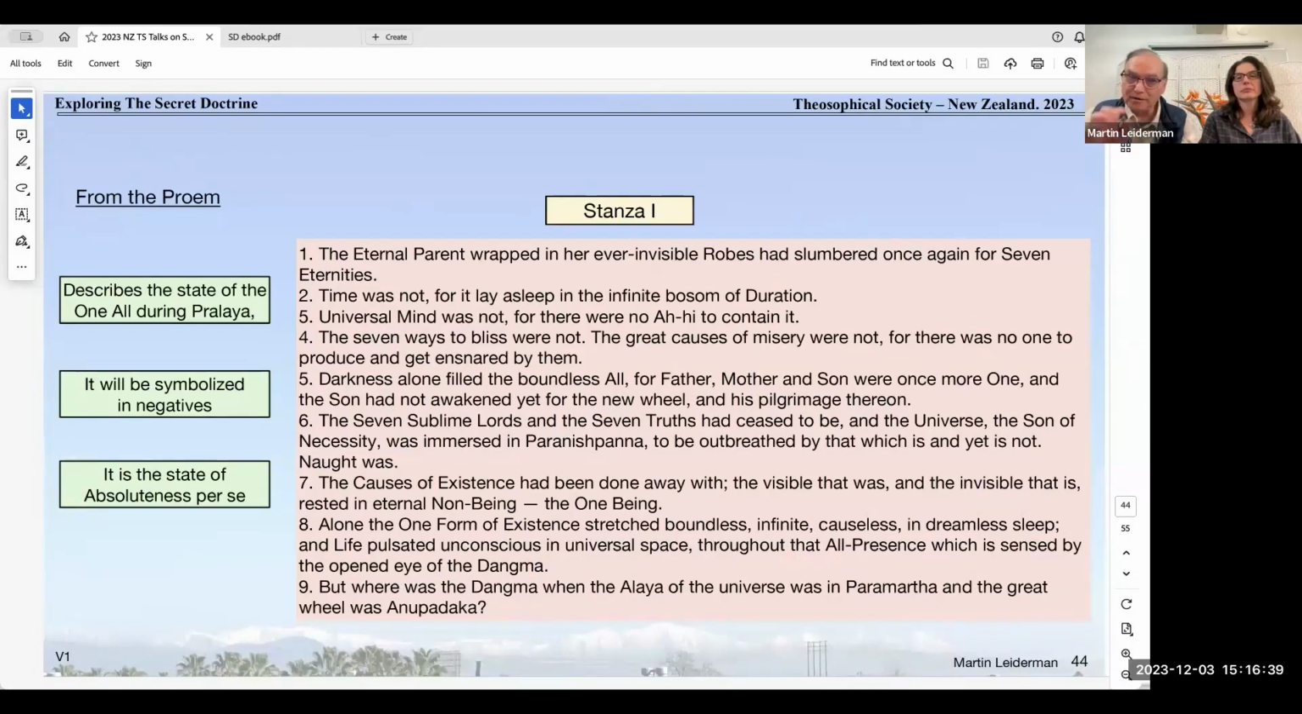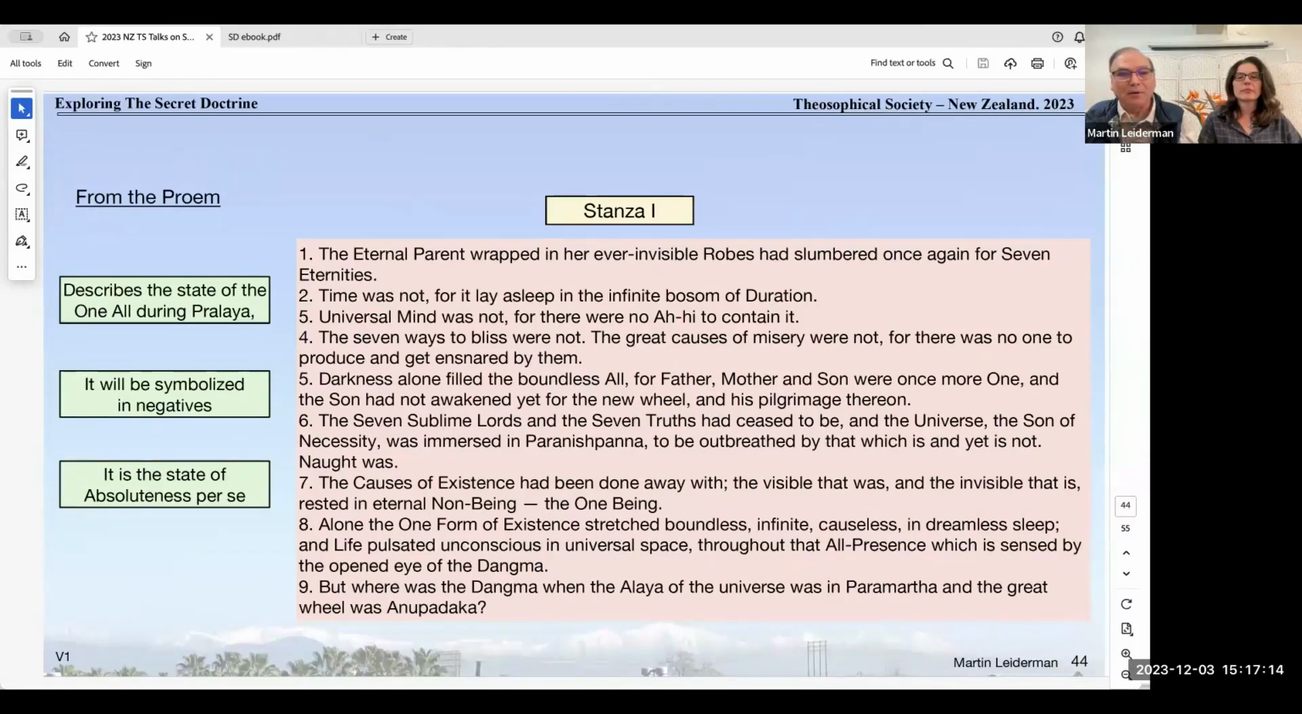The eternal parent, one idea, is wrapped in her, you look at the feminine, ever invisible robes, another idea. Slumbering is very human. Remember the analogy. Universe is analogous to human, to the idea of the human, for 7 eternities. Here you have the idea of time. She called it the idea of duration. The next one, for instance: Time was not, for it lay asleep in the infinite bosom of duration.